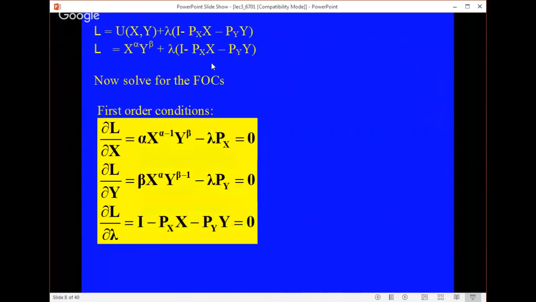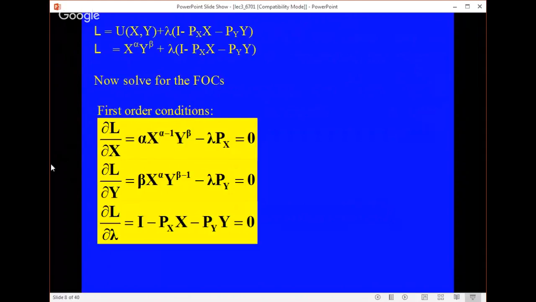So, they're my 3 first order conditions. First, I take the first order condition of my Lagrangian with respect to x, that's the partial derivative of the Lagrangian with respect to x. I get alpha x to the alpha minus 1, y to the beta, minus lambda px, that equals 0. Here in this first part, y is just a constant multiplied by what we're doing, so I just say y.